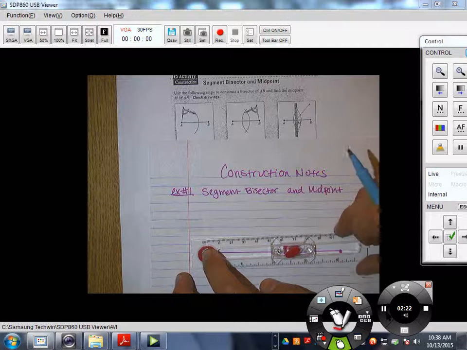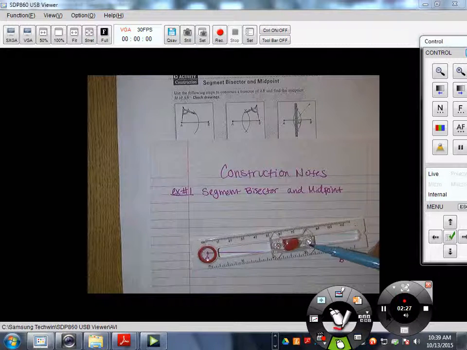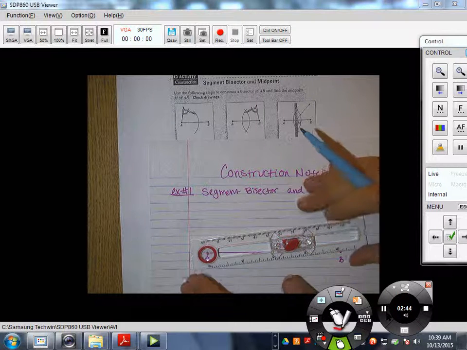Okay. So notice that I set the distance to here, and this distance is longer than half the length of my line. You can still make arcs if they're not, but will the arcs meet each other if they didn't go past the halfway mark? No, they'll be stuck on their own little side of the line and they won't meet each other. So you set some distance longer than the halfway mark.